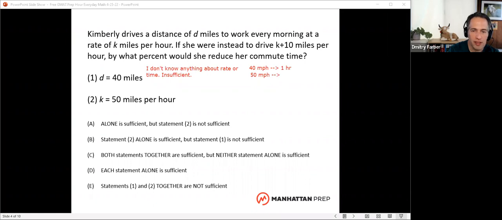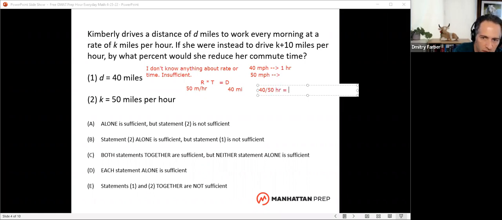If I'm going 50 miles an hour, but I want to go 40 miles, how do I calculate that time? If I want, I could create a rate chart. Rate times time equals distance. And I'm going 50 miles per hour. I'm going 40 miles. If I divide those to get time, I'm going to get 40/50ths of an hour, which is 4/5. And I would have to do that times 60, gets me 48 minutes.